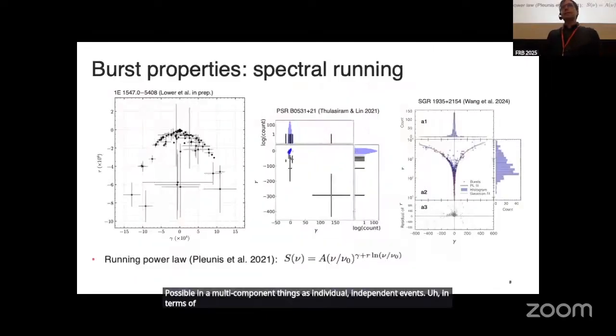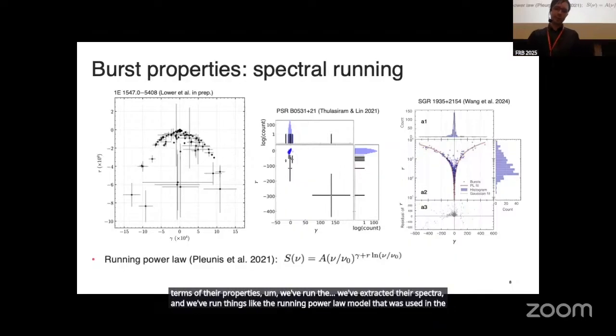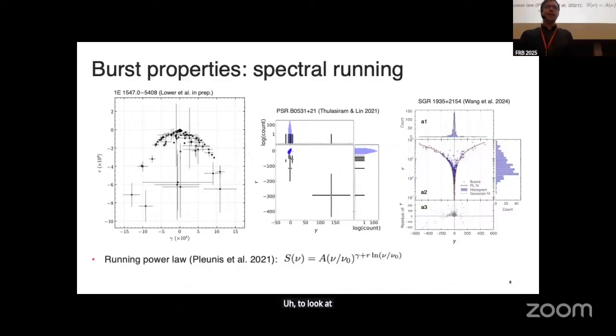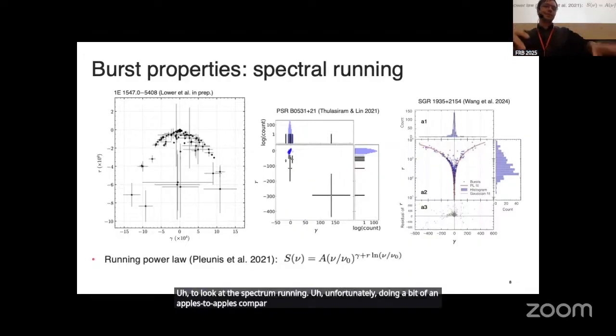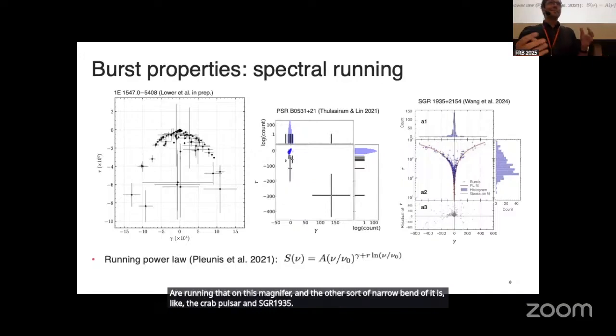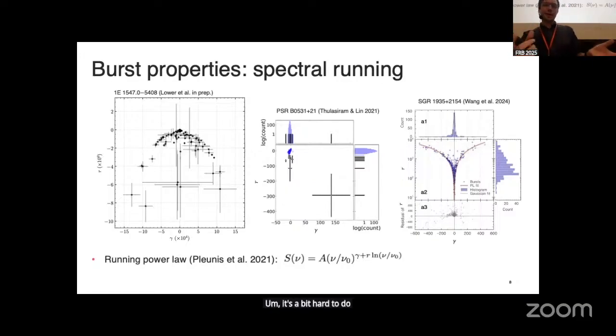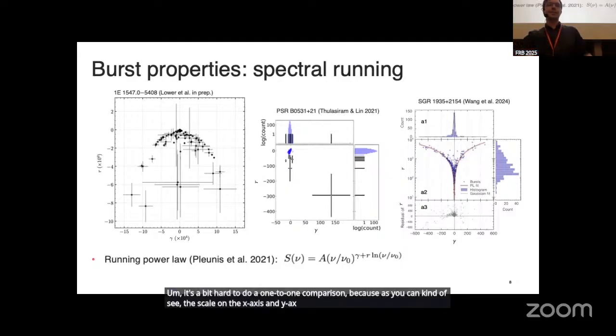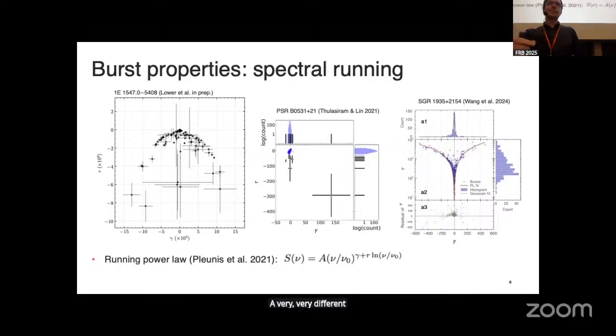In terms of their properties, we've extracted their spectra and run things like the running power law model that was used in the Chime FRB catalog 1 to look at the spectral running. Unfortunately, doing an apples to apples comparison between the results of running that on this magnetar and the other narrowband emitters like the Crab pulsar and SGR 1935 is a bit hard, because, as you can see, the scales on the x-axis and y-axis of these plots are very, very different. This really comes down to the observing frequencies that these bursts were detected at.